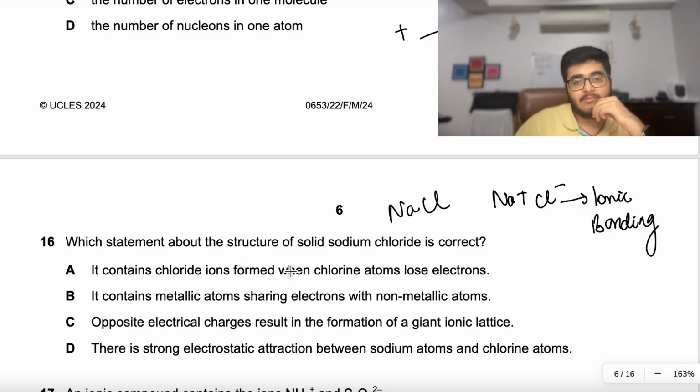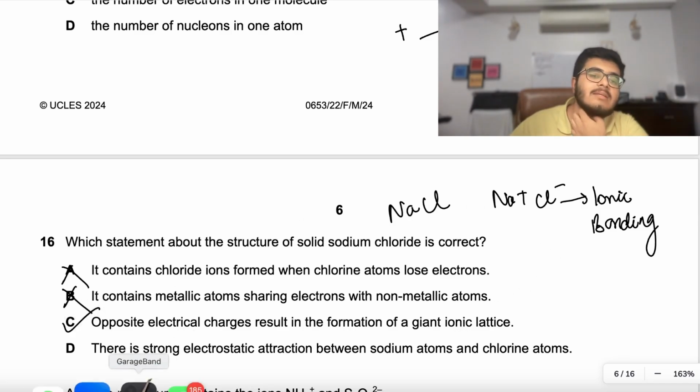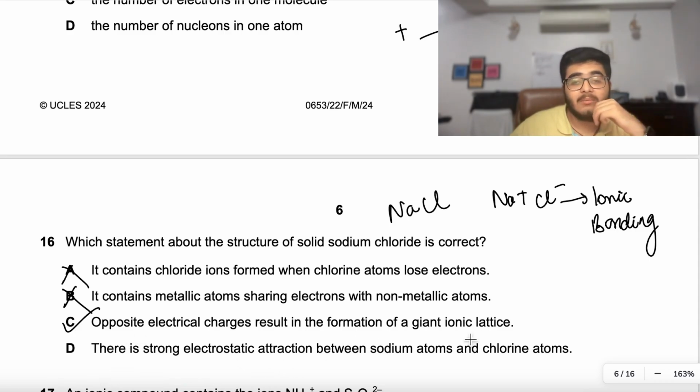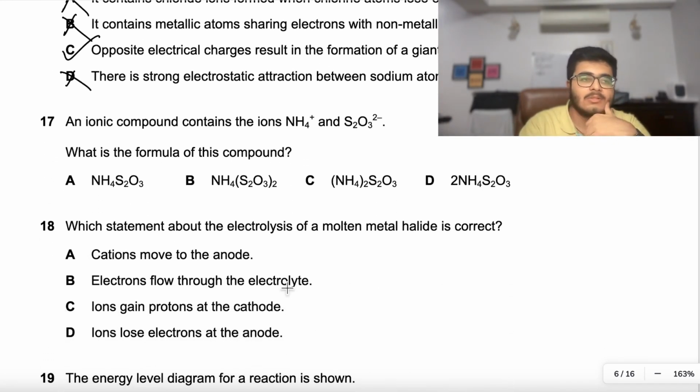So it contains chloride ions formed when chloride atoms lose electrons. No, chlorine has a negative charge, so it is going to gain electrons. So this is eliminated. It contains metallic atoms. No. Opposite electrical charges result in formation of a giant ionic lattice. We know it's ionic bonding. So C sounds the most suitable answer here. There's a strong electrostatic attraction between sodium ions and chloride ions. But they're talking about the structure. This does not say anything about the structure. So C is the correct answer because it is factually correct, and it also answers the question, since the structure is included, giant ionic lattice.